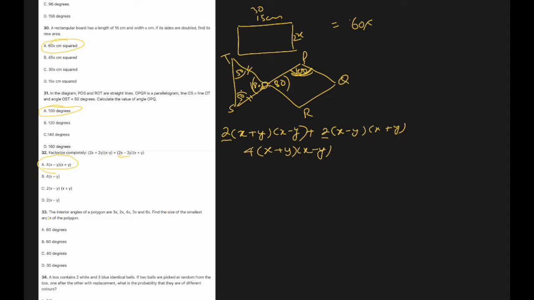Okay, number 33. The interior angles of a polygon are this, and this. That means it's a pentagon. Find the size of the smallest angle. Which is smallest out of them? This is the smallest.